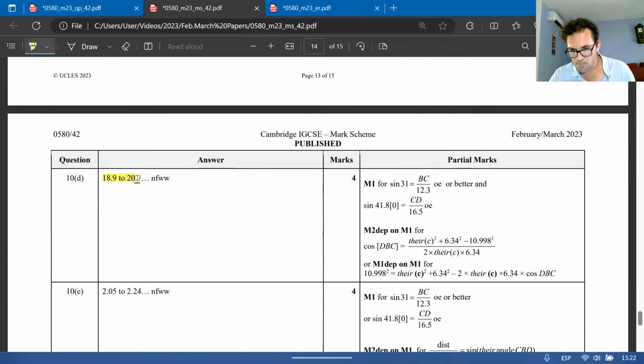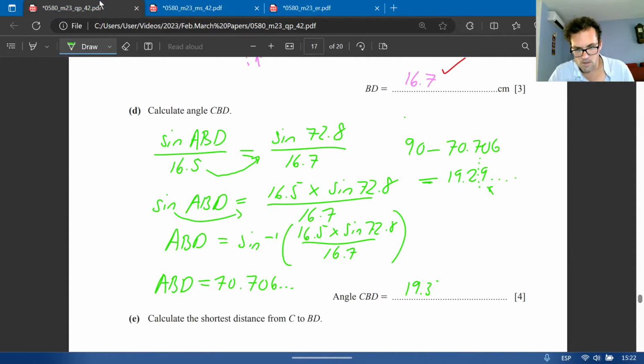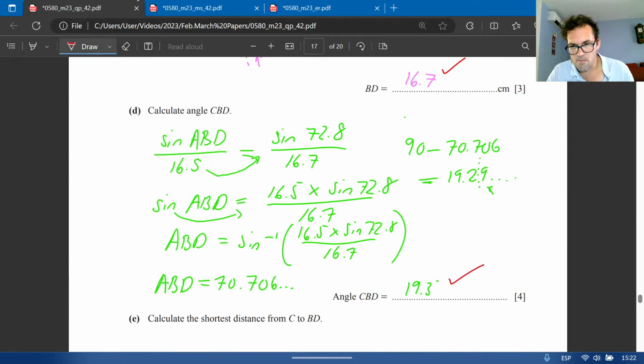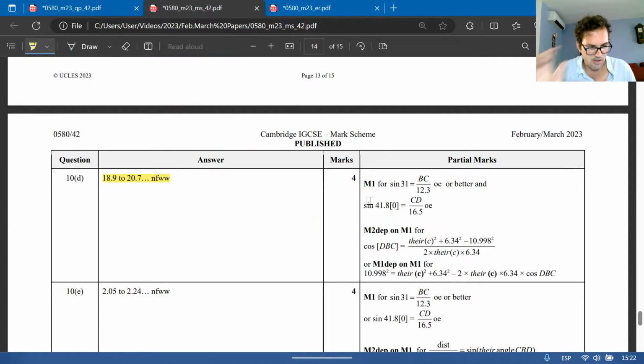So 19.3 is in that range. They're quite lenient with this one, quite open here. So mine is correct. Definitely get my marks. One thing I noticed is they used a different method here. They worked out BC, they worked out CD, and then they used the cos rule. If you use a different method and you got your answer within that range, it's correct.